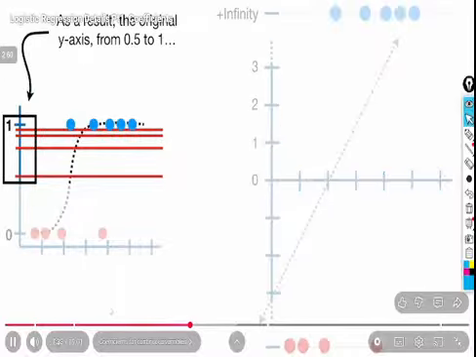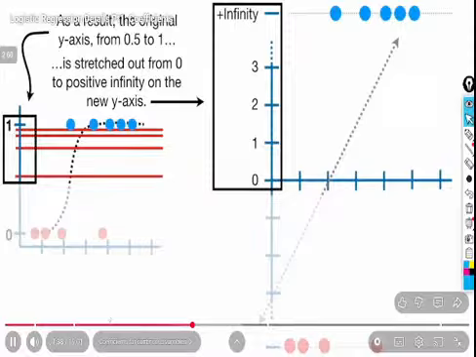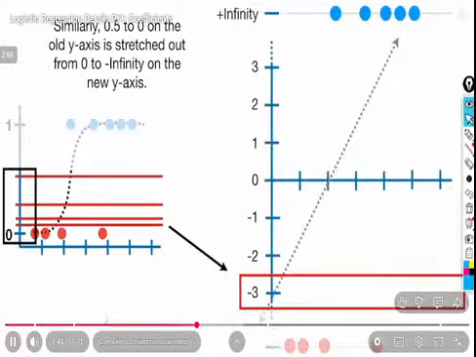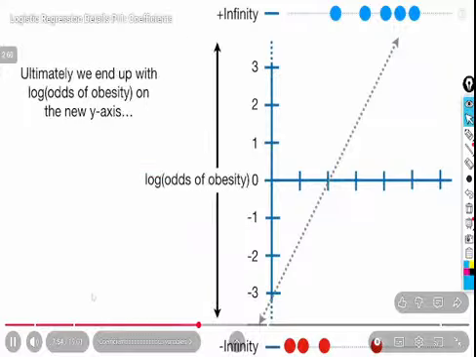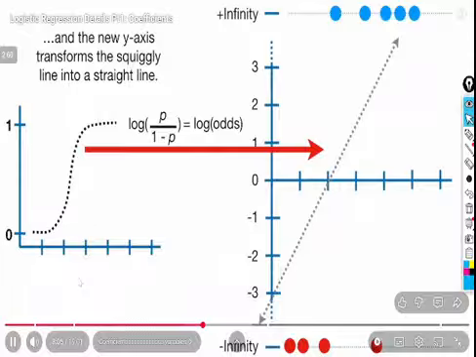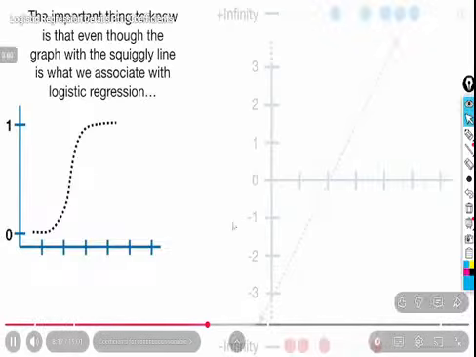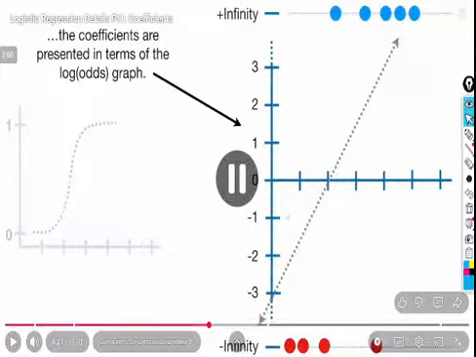As a result, the original y-axis from 0.5 to 1 is stretched out from 0 to positive infinity on the new y-axis. Similarly, 0.5 to 0 on the old y-axis is stretched out from 0 to negative infinity on the new y-axis. Ultimately, we end up with the log of the odds of obesity on the new y-axis. And the new y-axis transforms the squiggly line into a straight line. The important thing to know is that even though the graph with the squiggly line is what we associate with logistic regression, the coefficients are presented in terms of the log odds graph.